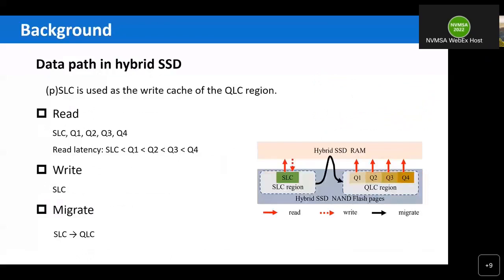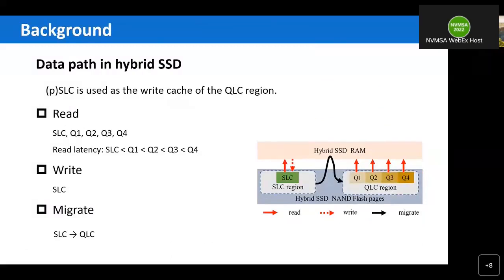Then I want to give a brief introduction on hybrid SSD. Hybrid SSDs have two regions with considerable performance discrepancy. SLC has a fast and stable read performance, but a small capacity, while QLC has large capacity but wide read latency variation. There are three typical data flows in it.